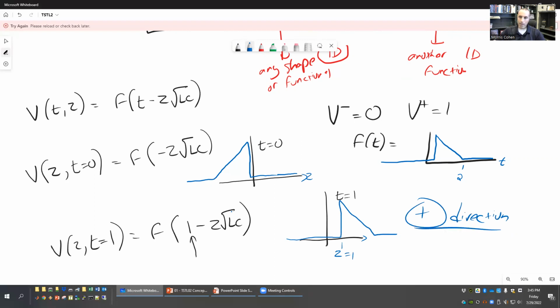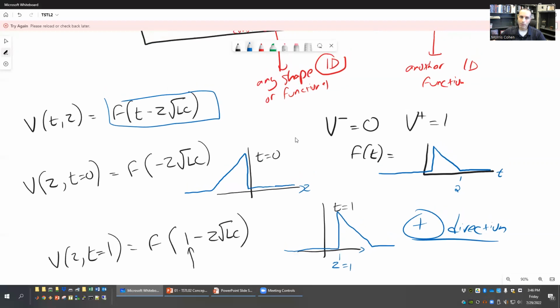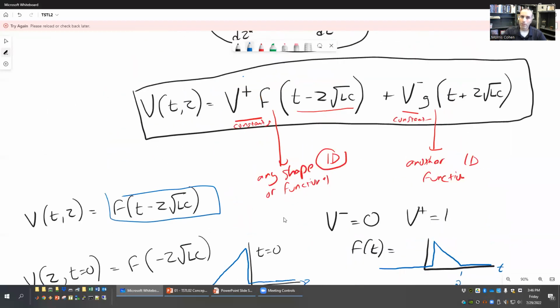So this element right here, this f of t minus z square root of L square root of C, is going to be a positive going wave. You can repeat the same exercise and you're welcome to refer to the notes, but this second term right here is going to be a negative going wave. So the solution to the wave equation is a wave that's going in the positive direction and a wave that's going in the negative direction.